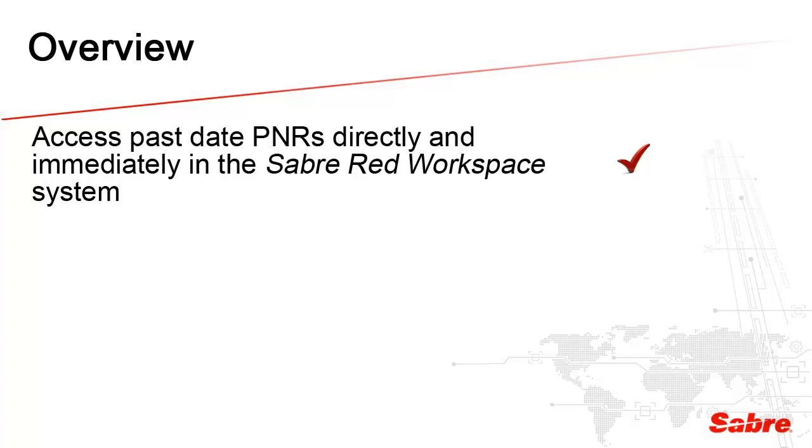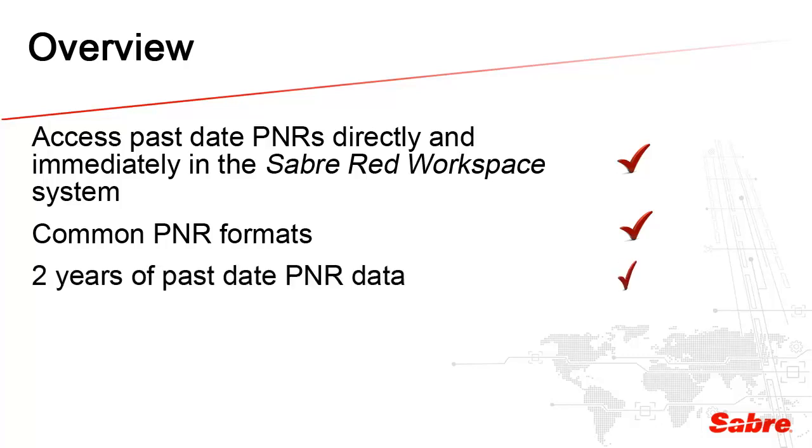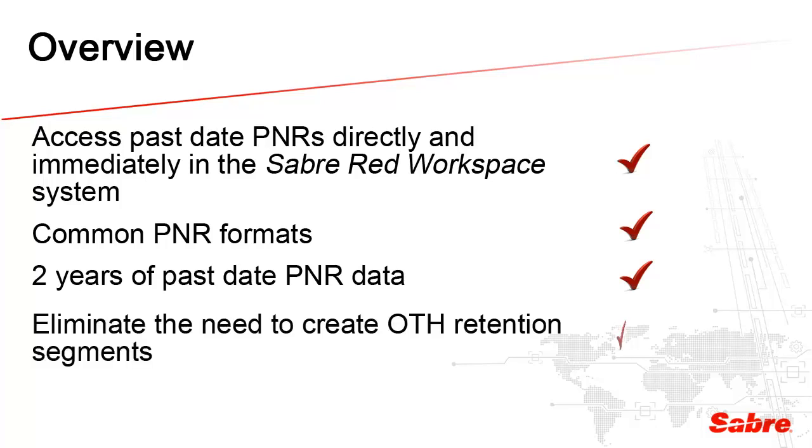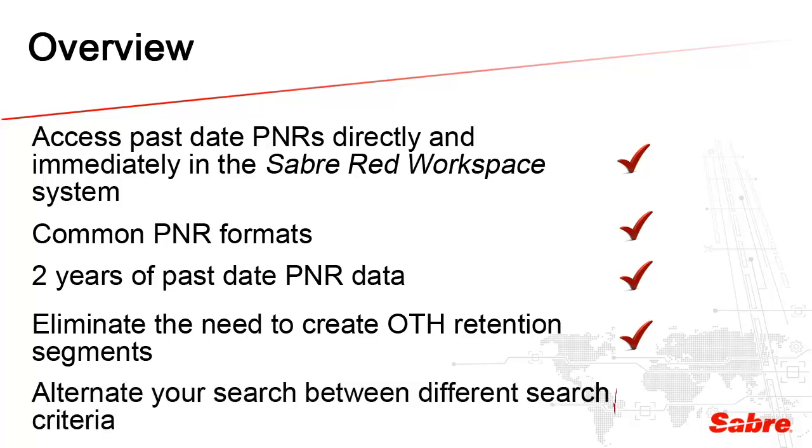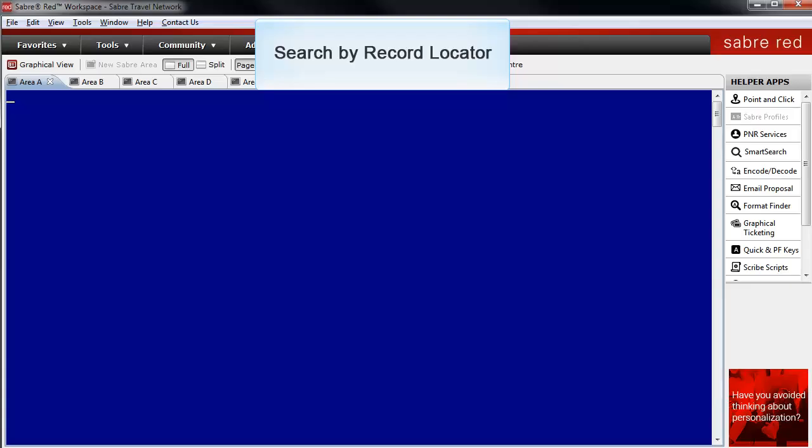This new solution is a more efficient method to access past date PNRs within the agency workflow using common PNR formats. You may now have immediate access of up to 2 years of past date PNR data. Improve your efficiency by eliminating the need to create OTH retention segments to keep the PNR accessible in the Sabre Red workspace. This new functionality allows you to easily alternate your search between different search criteria. There are many different ways to search for past date PNRs.